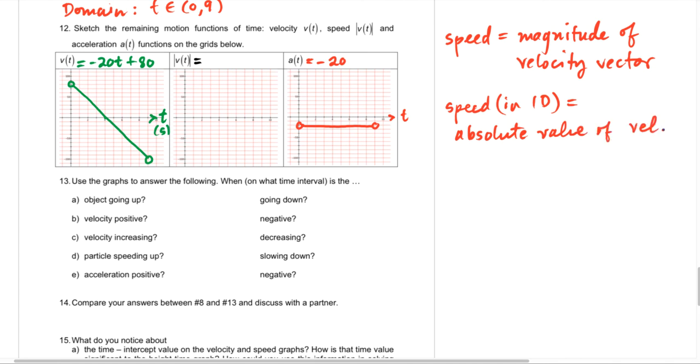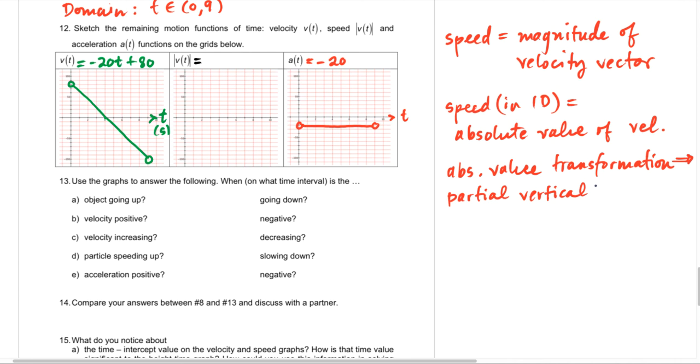And when we're finding the absolute value as a graph, we start off with the original graph, the velocity graph, and we perform the absolute value transformation, which is a partial vertical reflection. Remember, the goal of the absolute value is to make all of the output values positive or 0, to make all of the output values non-negative. So when we're looking at the different velocity values in green, we have some positive velocity values, a 0 velocity value, and some negative velocity values. What we want to do is reflect all of these negative velocity values vertically so that they become positive.